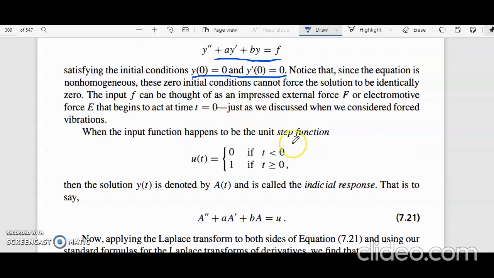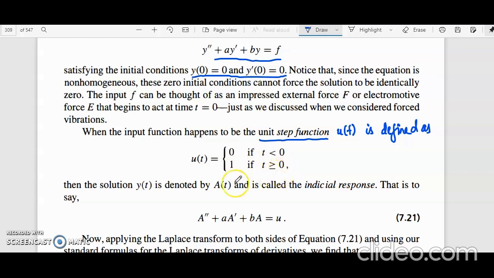Then the function defined by u of t equal to 0 if t is less than 0 and 1 if t is greater than or equal to 0 is called a unit step function. So the unit step function u of t is defined as: u of t will take the value 0 if t is less than 0 and 1 if t is greater than 0.